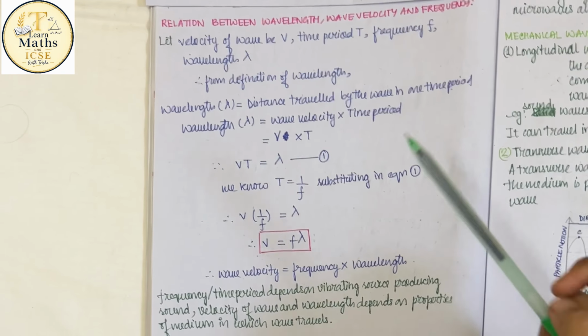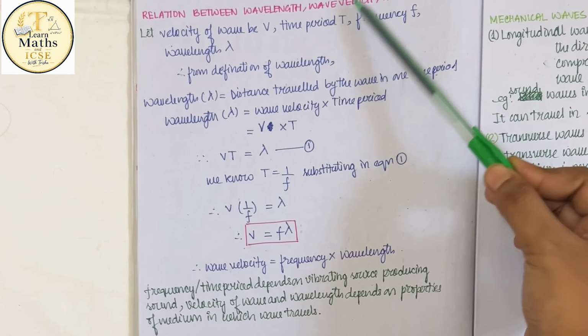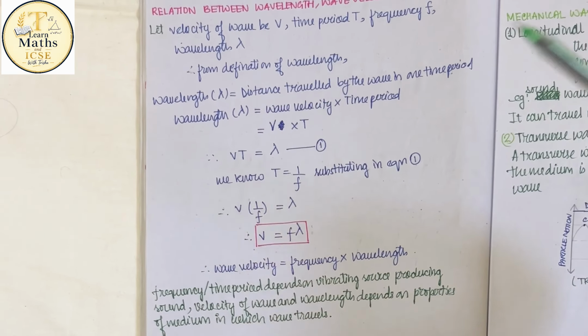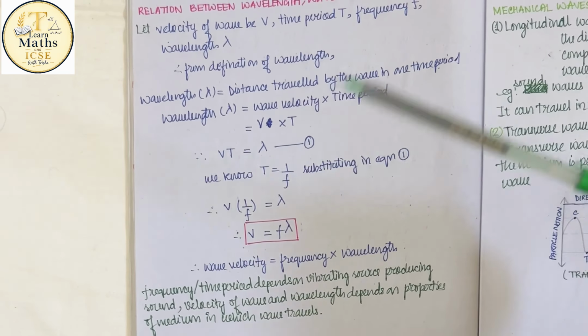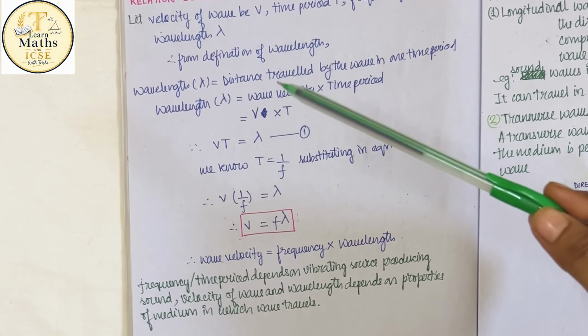So now we are going to find the relation between wavelength, wave velocity and frequency. One more thing is that I have made a little bit of error: wave velocity I have mistakenly written as lambda. So you can just correct that and write it as V.